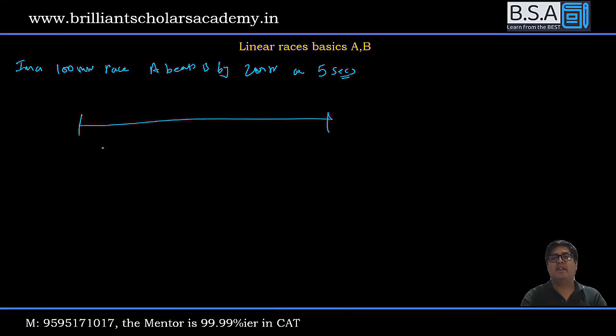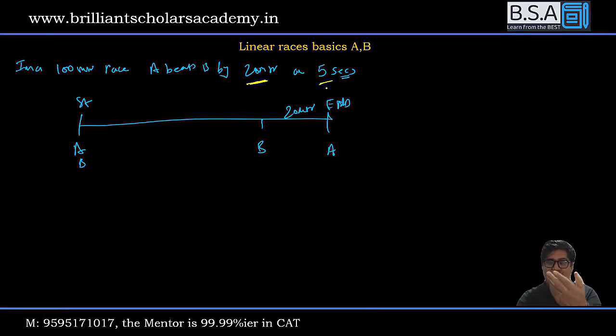This represents the race AB, starting point, ending point. When A is here, B is behind by 20 meters. Follow that language one more time. A is defeating B in two manners. One is meter wise length and also 5 seconds. That means A के निकल जाने के बाद B will take 5 seconds.